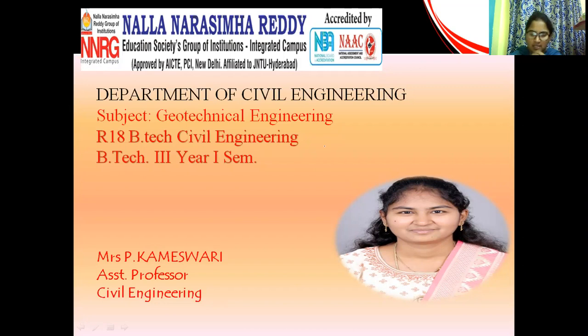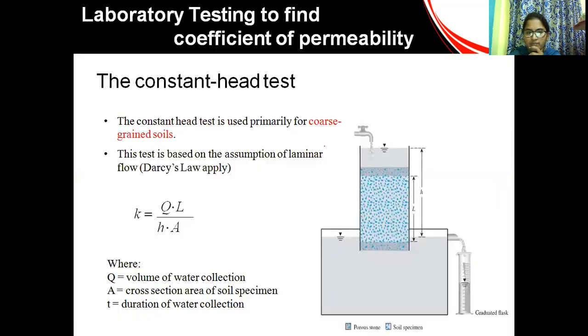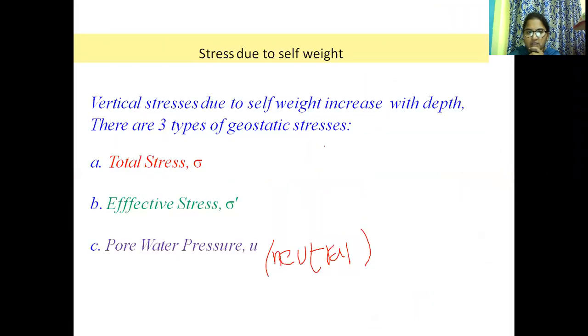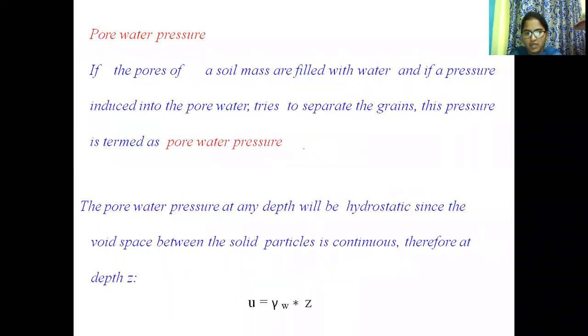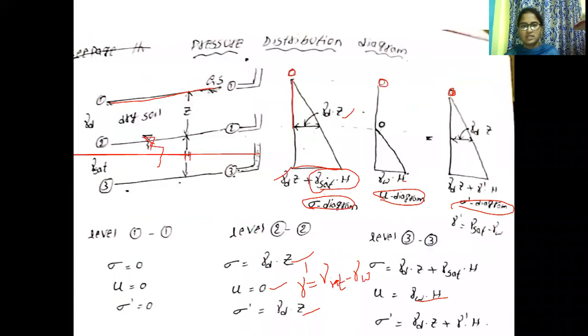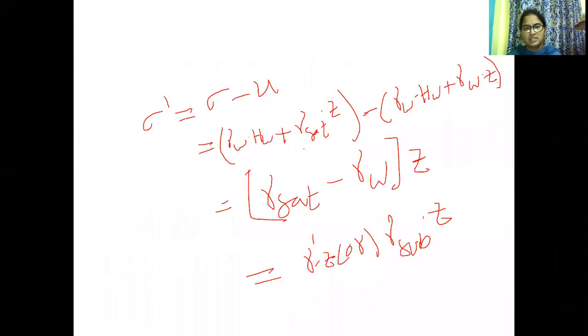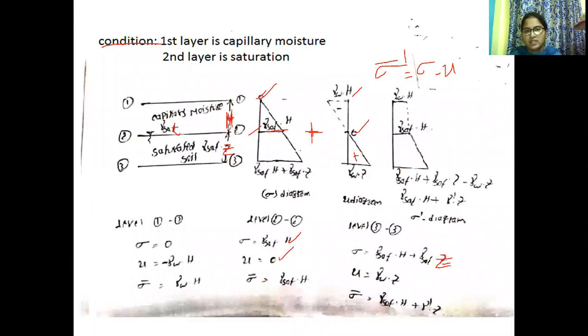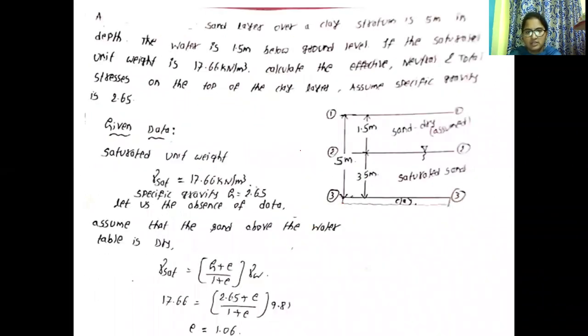In previous classes, we already discussed permeability: constant head, variable head, and stress due to self-weight. My today's topic is stress due to self-weight. Here we have pressure distribution diagrams. We have already discussed the model conditions, three conditions: this is one condition, another condition, and a third condition.